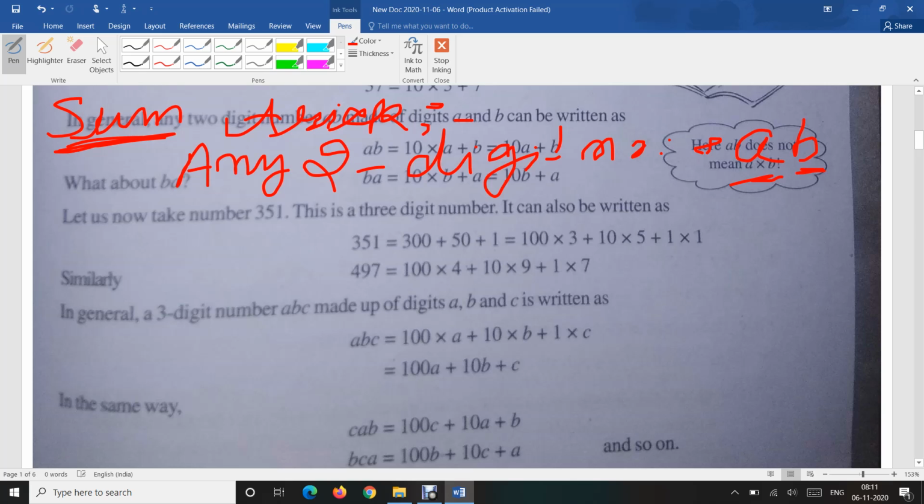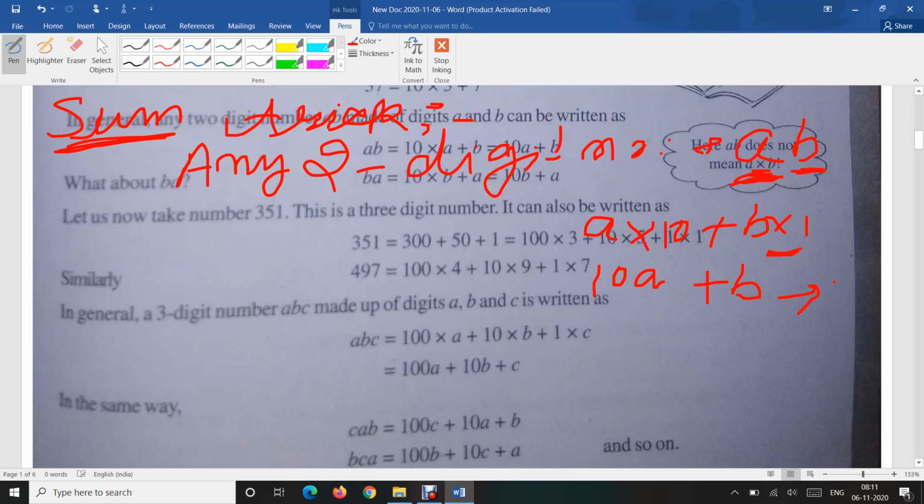If B is at the unit place, that means B multiplied by 1, and A is at the tens place, that means A multiplied by 10. We have learnt in the primary classes that when we expand any number, we have to multiply each digit by its place value. Here B is at the unit place, so B multiplied by 1, and A is at the tens place, that's why we multiply A by 10. So we get 10 multiplied by A is 10A plus B multiplied by 1 is B.